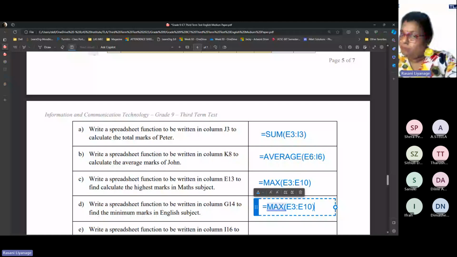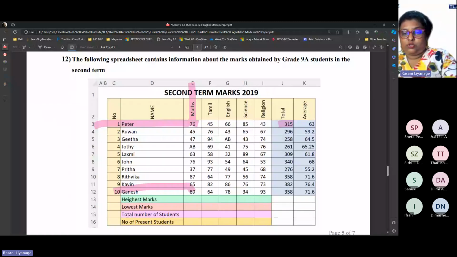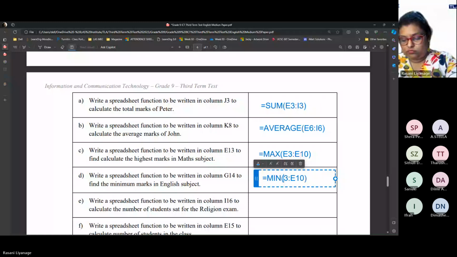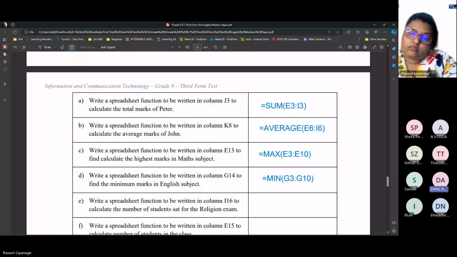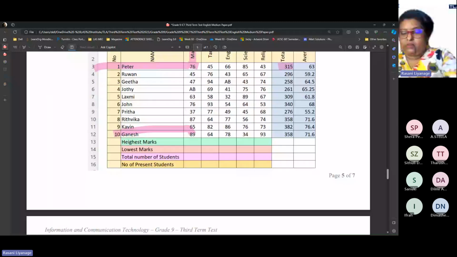Then they ask for the minimum mark for English. English would be in G3 to G10. Teacher, yes. In the third one, it's E3 to E12, right? Not E10, it's E12. Sorry, E10 is wrong, it is E12. So this one is G12.